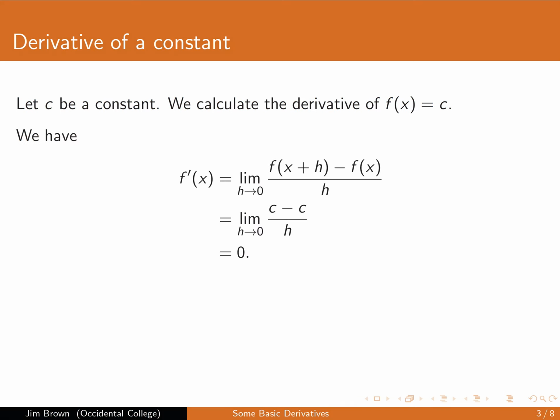Recall that the derivative at x is the limit as h goes to 0 of f of x plus h minus f of x, divided by h. But in this case, no matter what you plug into f, you just get c as an output. So the numerator becomes c minus c, over h. And so that's just 0 over h, which is 0. So our intuition was right. We do just get 0 for a derivative of a constant.